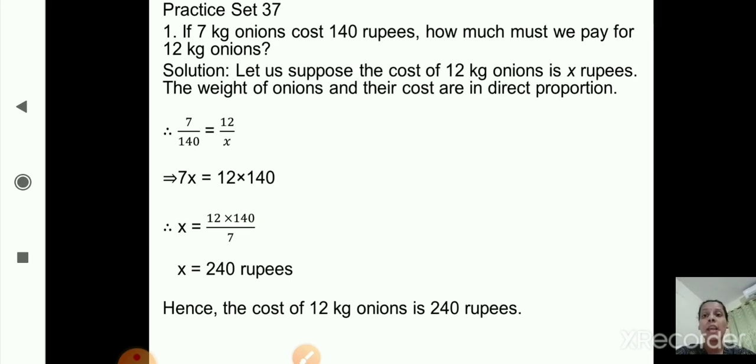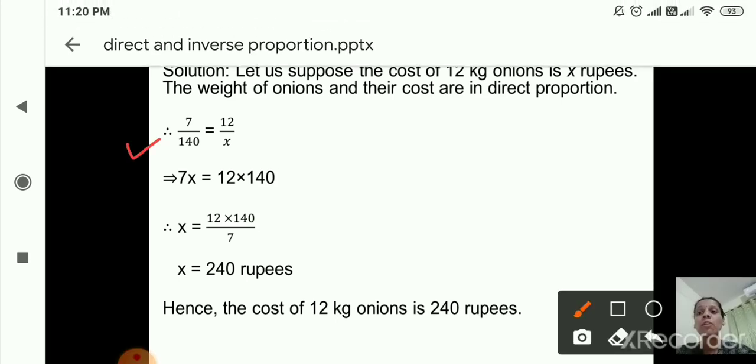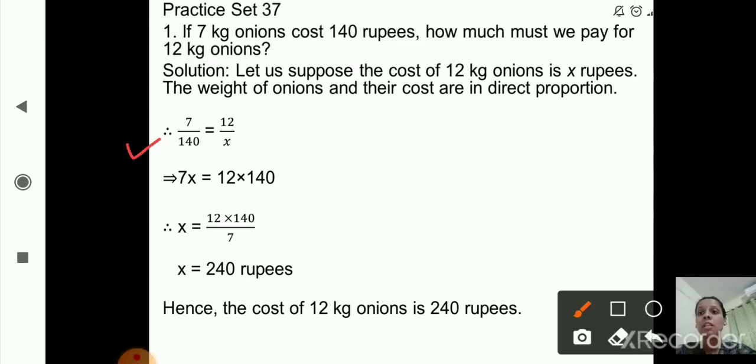The weight of onions and their cost are in direct proportion. Therefore, 7 upon 140: 7 is the weight of the onions, 7 kg, and their cost is 140, which is given. If the weight is 12 kg, then the cost is x, that we have considered. So 7 upon 140 is equal to 12 upon x.